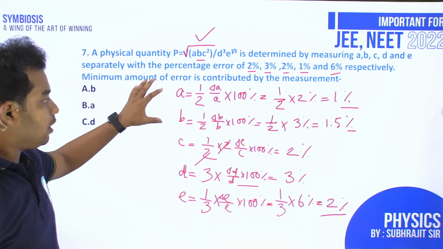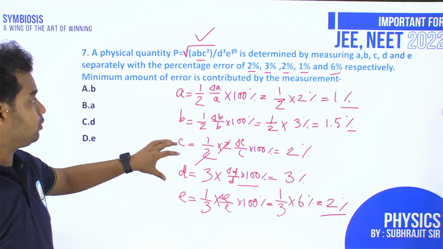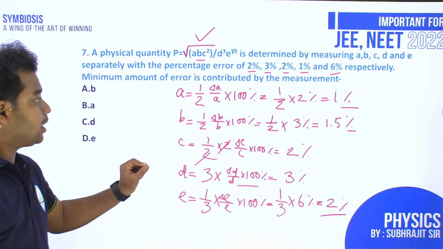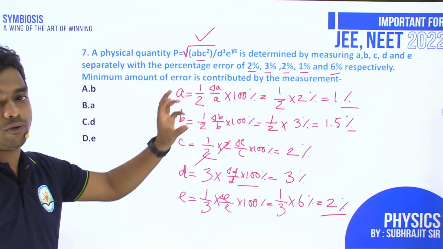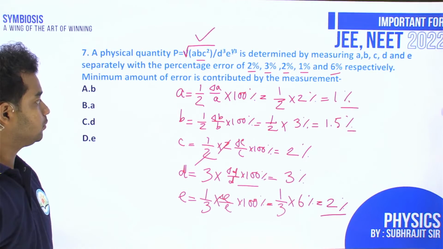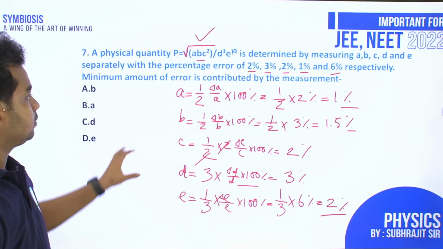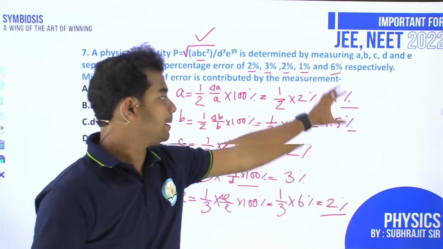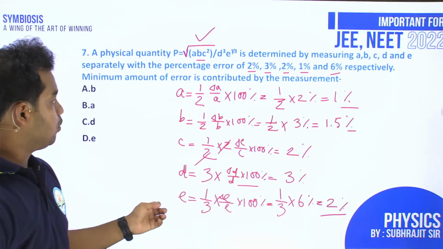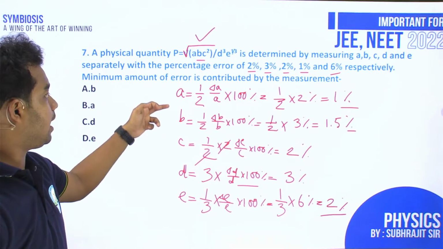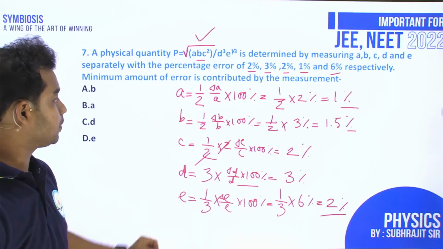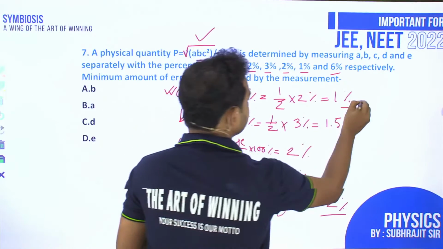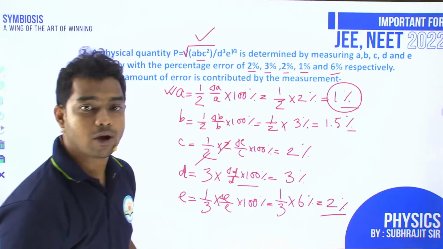So here we have already found the error contributed by A, B, C, D and E. Now check which one is minimum. Here the question is minimum amount of error is contributed by which measurement. So now we will check which error is minimum. So you can see that for A, this is the minimum error, that means 1%.